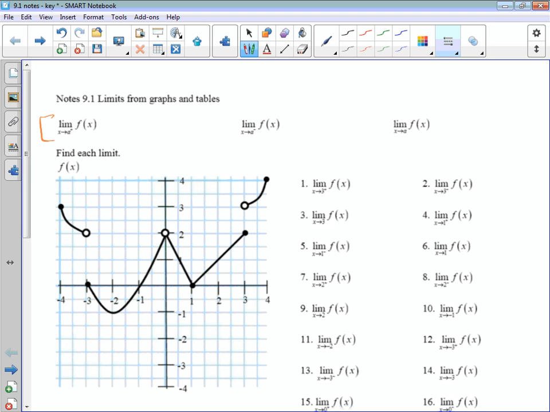So this first little limit, the way you read that, that says the limit of f of x as x approaches a, and then do you guys see the little plus sign? Yeah, I know it's really tiny. I'm sorry I made your copy small. That means from the right. So the way you would say this, the limit of f of x as x approaches a from the right.